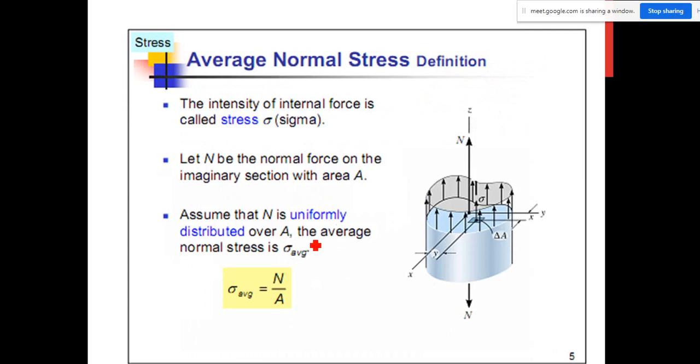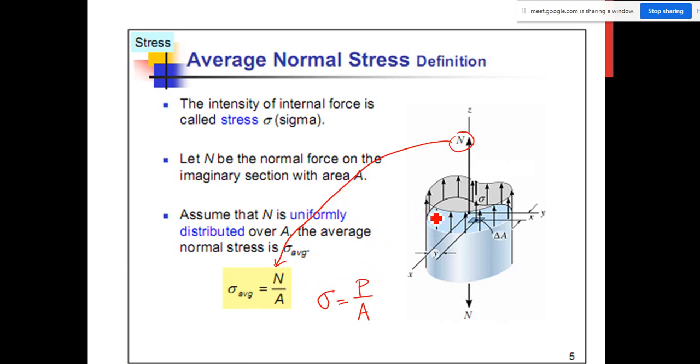We remember, what is the normal stress due to axial force? The normal stress due to axial force is given by sigma equal to P over A. But in this case, you can see here, sigma equal to N over A. Why N? Because the load is represented by N. Normally, we represent the load by using P.